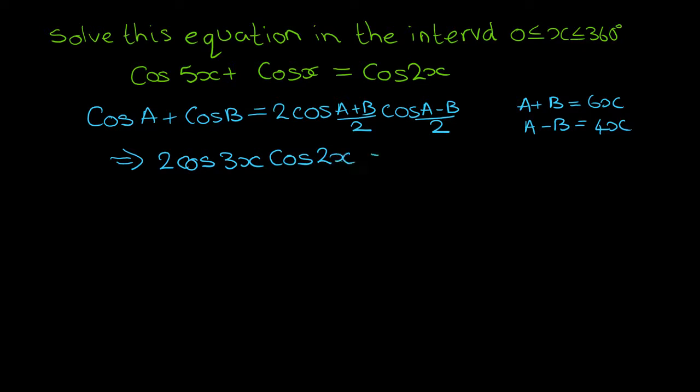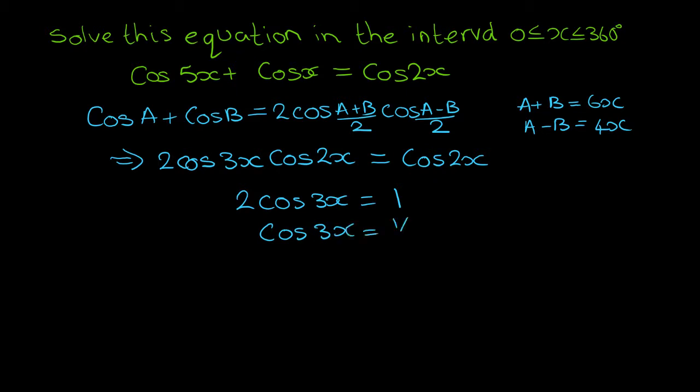So cancelling by cos 2x on both sides, we get 2 cos 3x equals 1. So cos 3x equals a half. Therefore 3x would be 60 degrees. So where else would we have this angle?